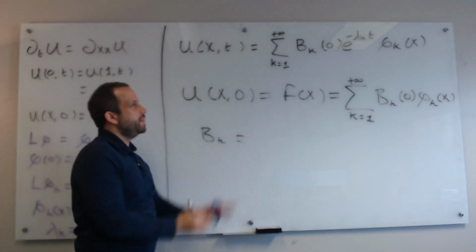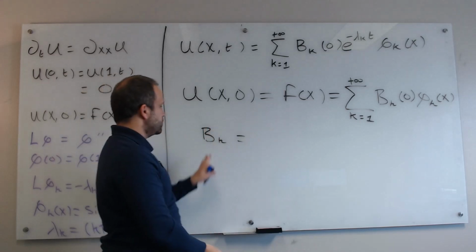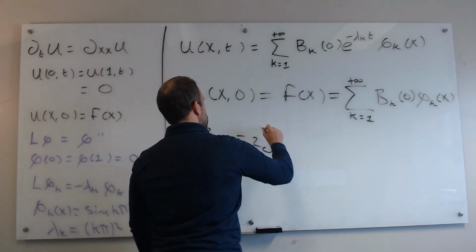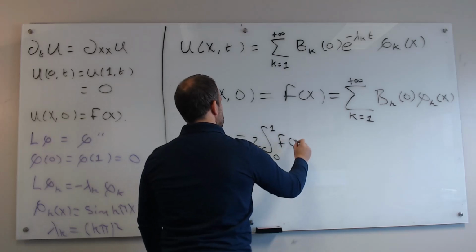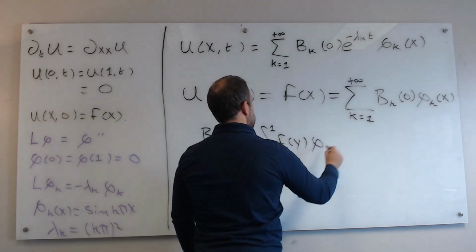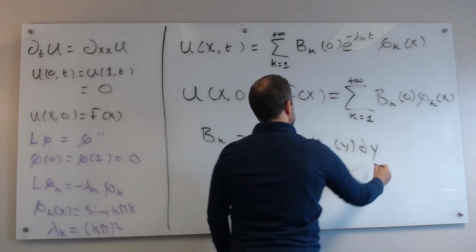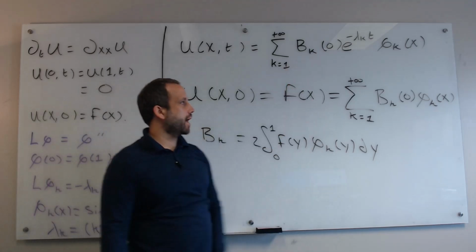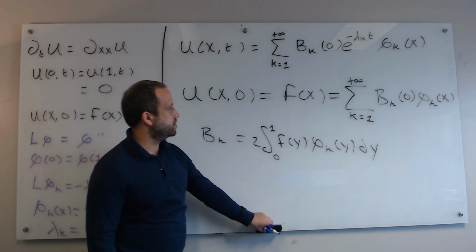And so from everything that we've done so far, I know that, instead of writing bk of 0, because now in this context it's sort of taken away from the differential equation, I'm just going to write bk is equal to 2 times the integral from 0 to 1 of f of y phi k of y dy. And I'm using y as my variable of integration because I'm using x up there, and in a minute you'll see what I'm about to do.